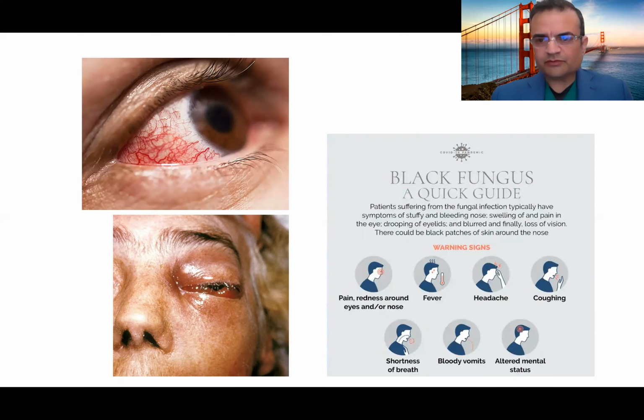People who develop COVID, who are elderly, who are diabetic, who are on steroids, these are typically the patients who are getting it. And the symptoms can be redness in the eyes, or pain around the nose, or fever or headaches. And so if those types of symptoms occur if you have COVID later in the course of the COVID illness, then definitely seek urgent medical attention.